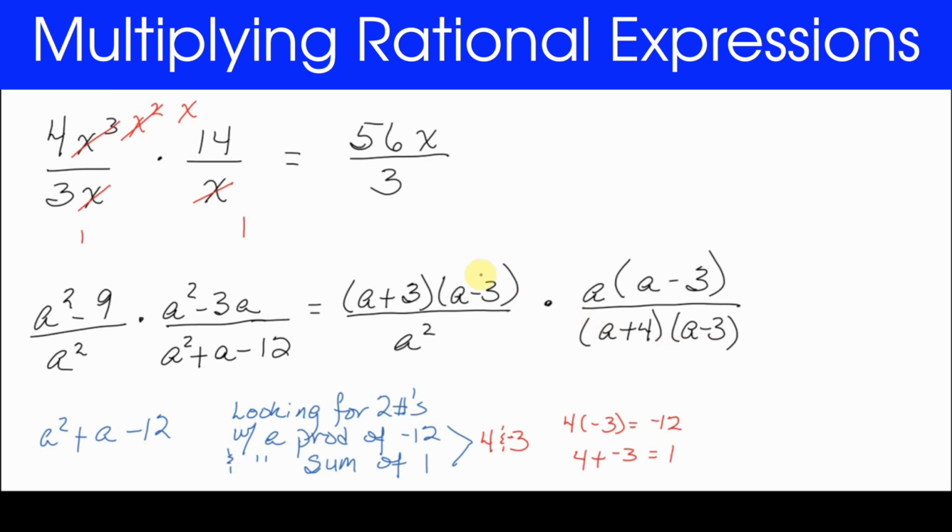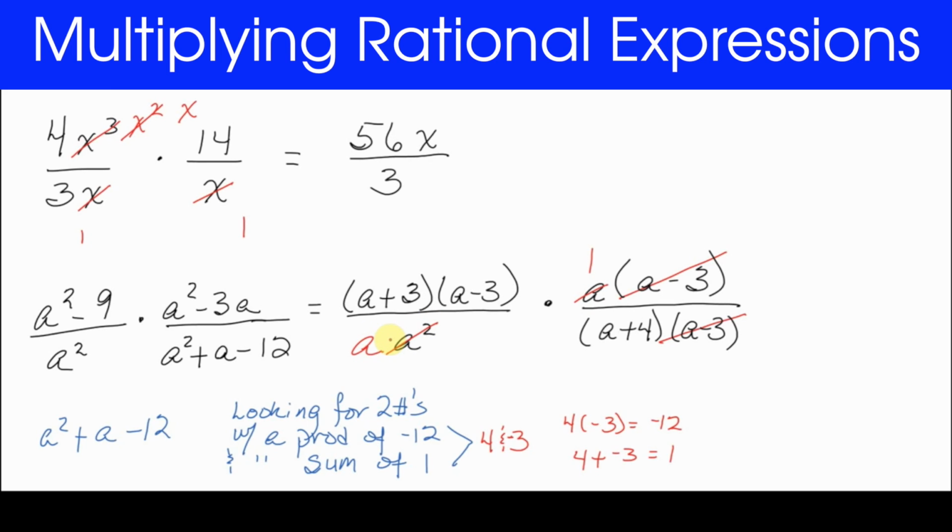Remember, we can cancel out diagonally or vertically. So I can cancel this a minus 3 with this a minus 3, or this a minus 3 with this one. It doesn't matter. Suppose I cancel this way. And look at the a's. I can cancel between the a's. A will go into a once. A will go into a squared a times.